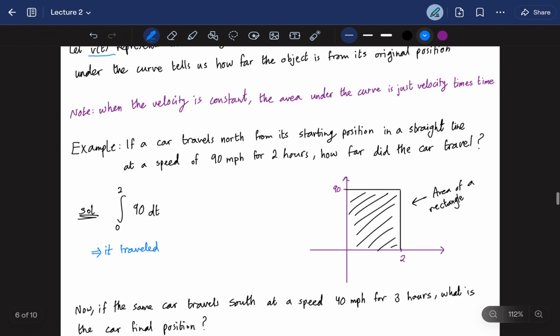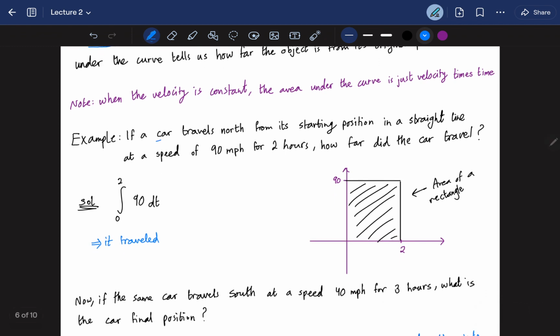Okay, so let's do an example. If a car traveled north from a starting position in a straight line, at a speed of 90 miles per hour for 2 hours, and I want to find how far did the car travel. Since I'm finding how far the car traveled, I want to find my distance or my position, and I know that the area under the velocity function is my distance, and an area is an integral. So I'm just going to find the integral from 0 to 2. So 0 is my starting point, and 2 is the position after 2 hours.